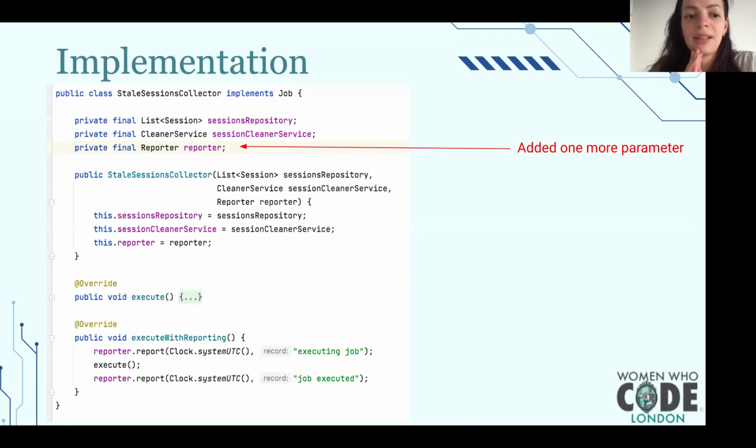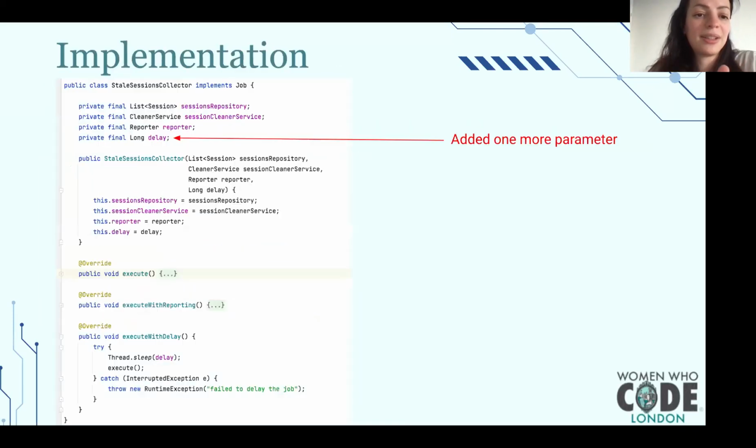And you could extend StyleSessionCollector to StyleSessionCollector with reporter. And then you could also extend it into StyleSessionCollector with delay, extending StyleSessionCollector. Yeah, in this case, you just have an execute method and you don't even have to override it, the same method. But you put in another method, like you decorate StyleSessionCollector, that's right.